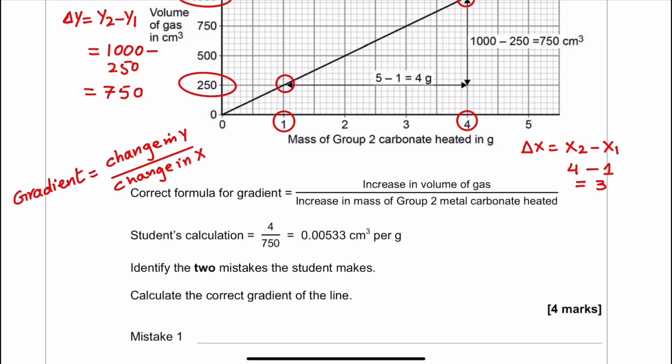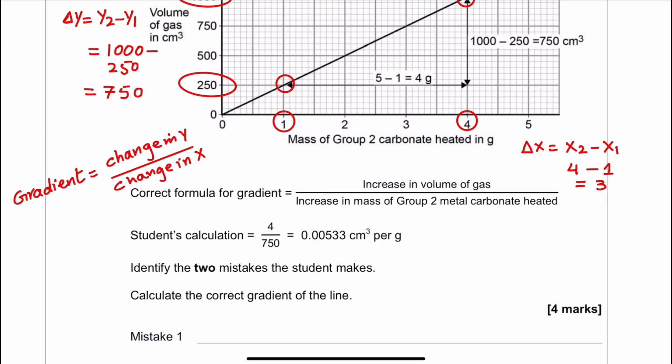Identify two mistakes in the student work. Calculate the correct gradient of the line. We have the value, that is gradient is actually the change in y with respect to change in x. If we see the change in x, the problem is coming, the difference between these 2 points is 4 minus 1, that is equal to 3. And this is the mistake here, the student put 4.